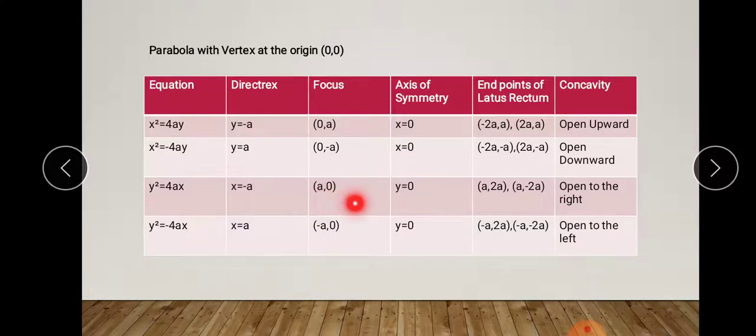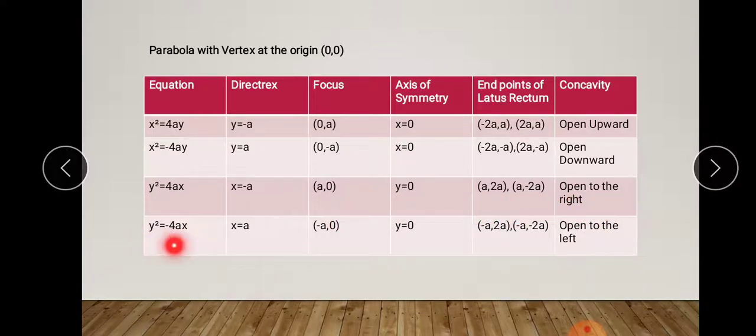Third, y squared equals 4ax, and the directrix is x equals negative a, and the focus is at the point a, 0, and the axis of symmetry is y equals 0, and the endpoints of latus rectum are at the points a, 2a, and a, negative 2a, and the concavity is open to the right.